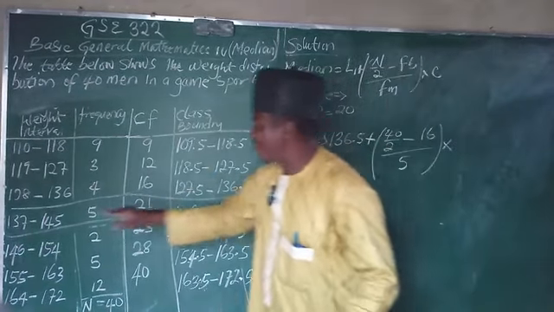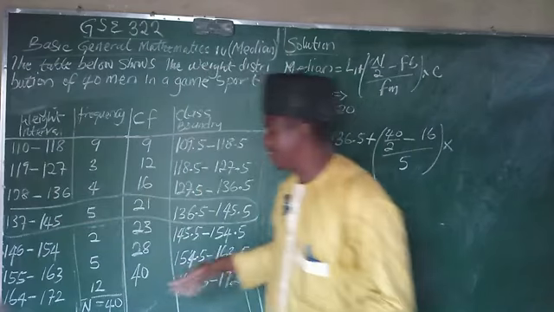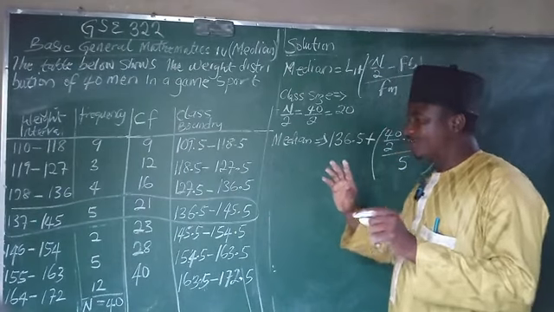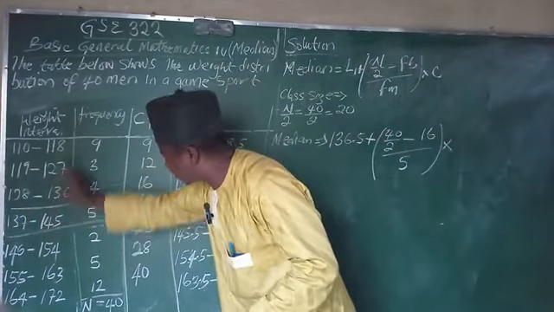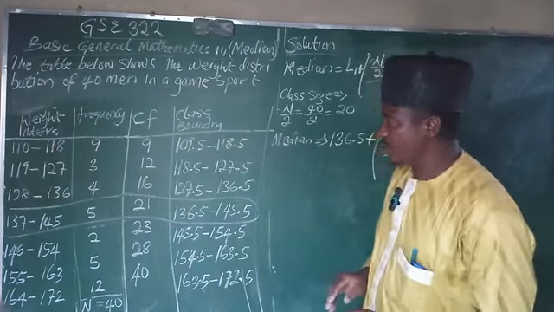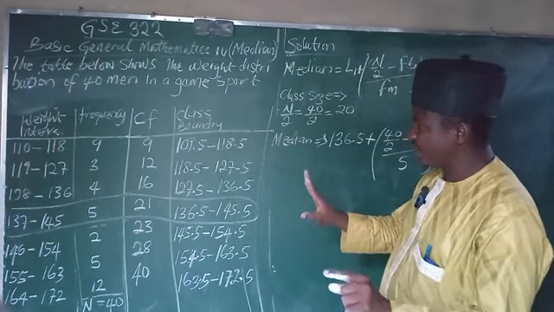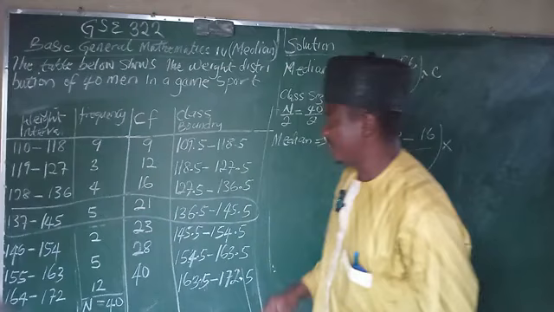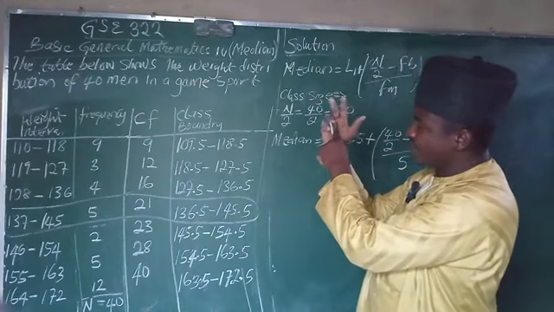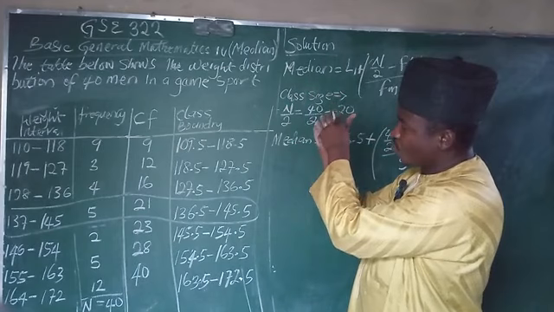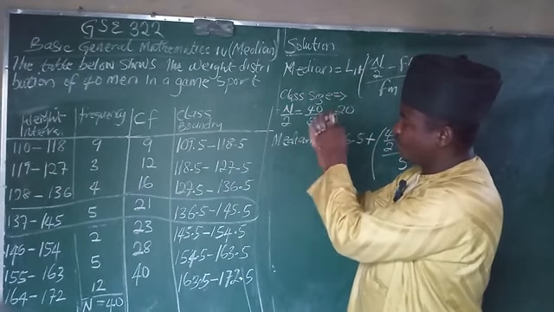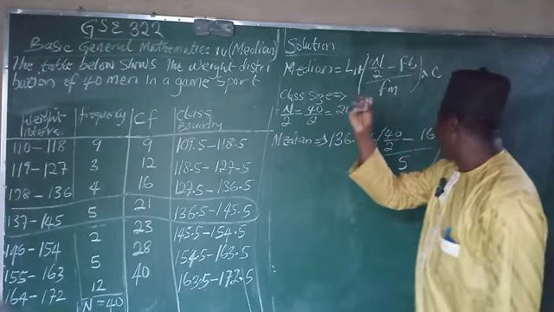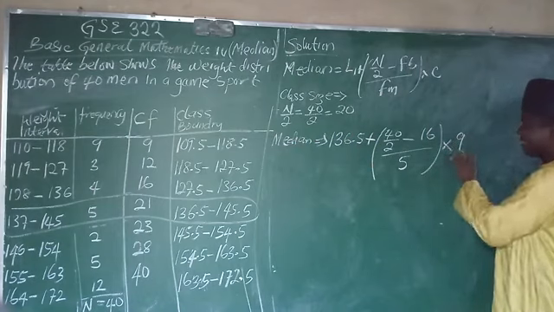When we have an interval that has no wide gap, we can simply use our fingers. You can pick any one of these intervals. So we count. If we take 137 to 145, we count 137, 138, 139, 140, 141, 142, 143, 144, 145. We have 9. Therefore, our class size is 9.